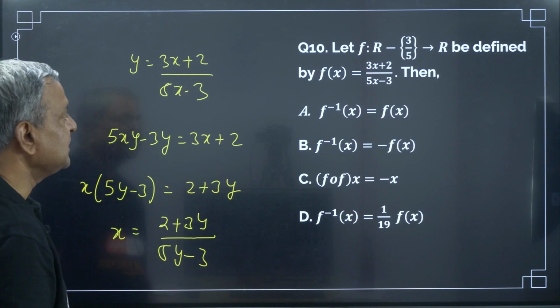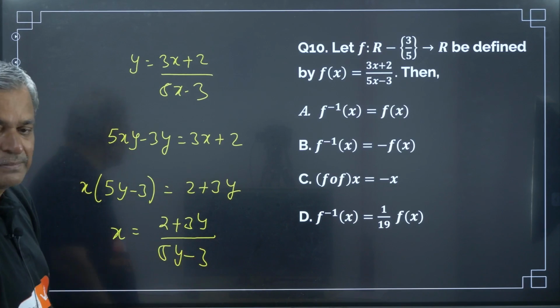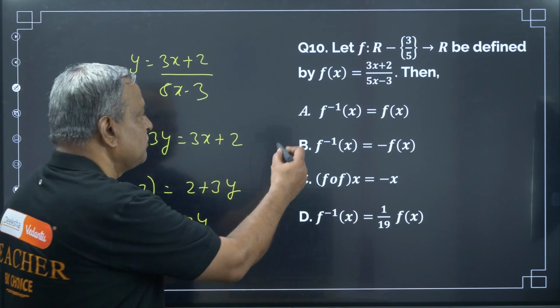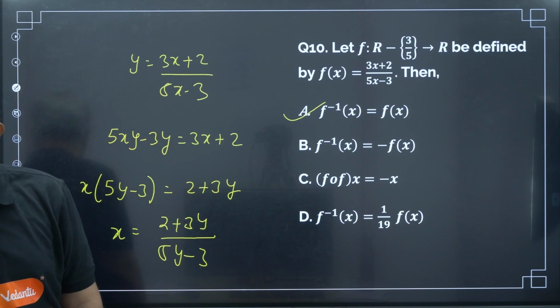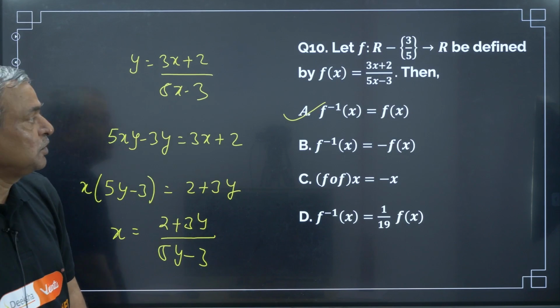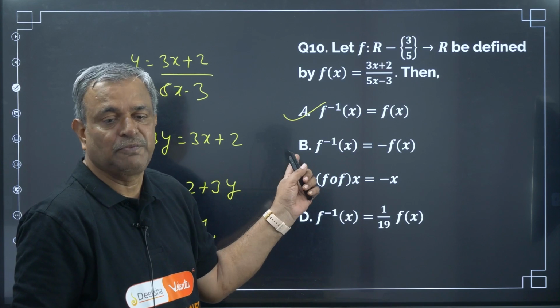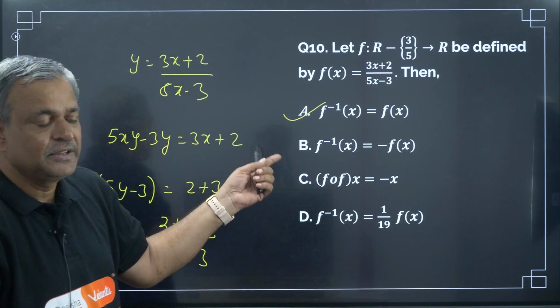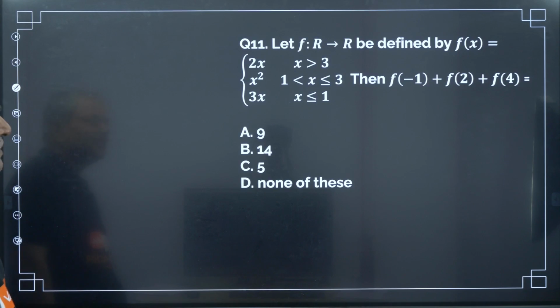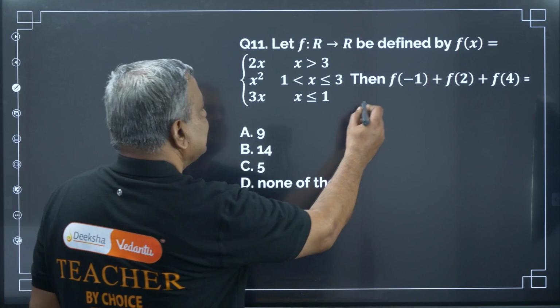Are you getting the same thing? We are getting the same thing. So f inverse x equals f of x, option A is correct. f(x) equal to f inverse x, right? Very simple. How to find the inverse? Make x the subject, cross multiply it and make x the subject. Next, question 11, simple one, f of minus 1.